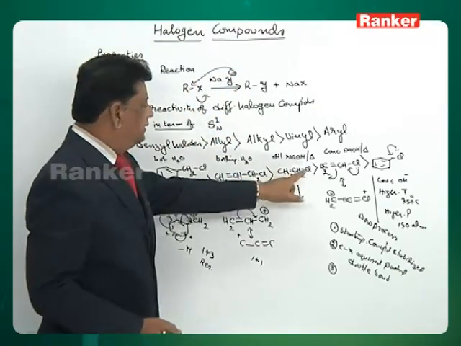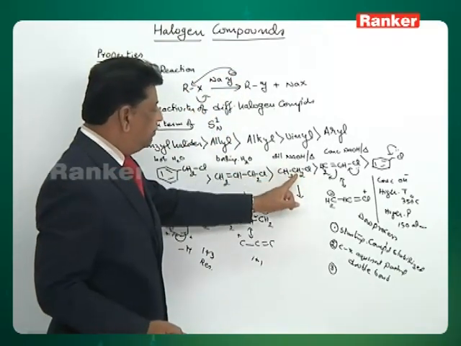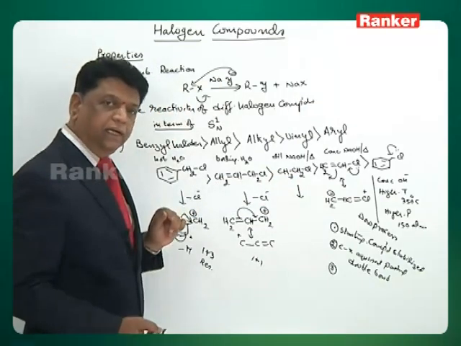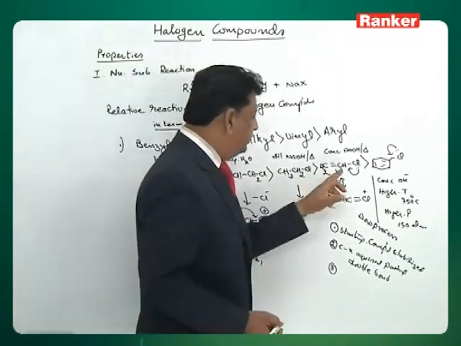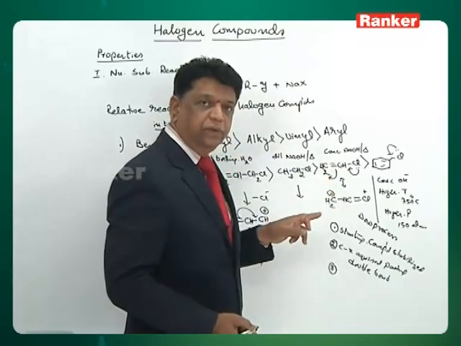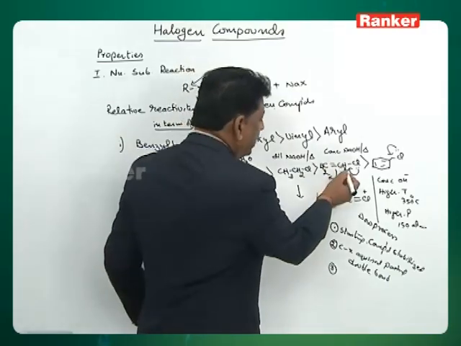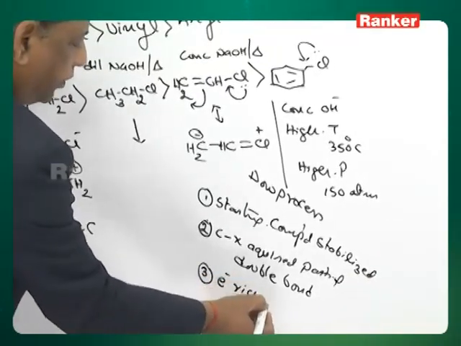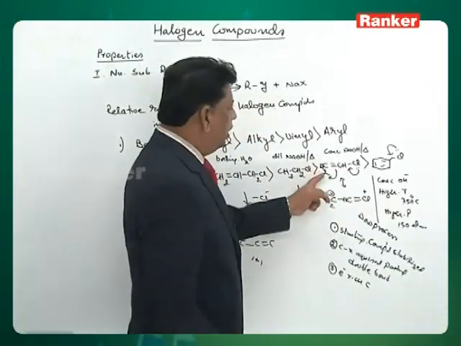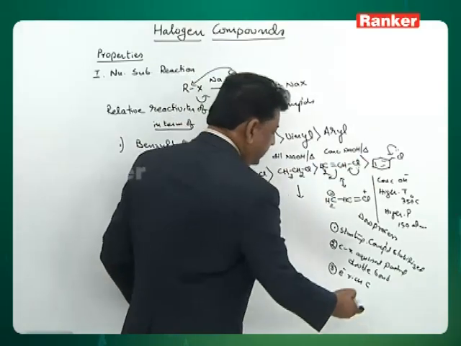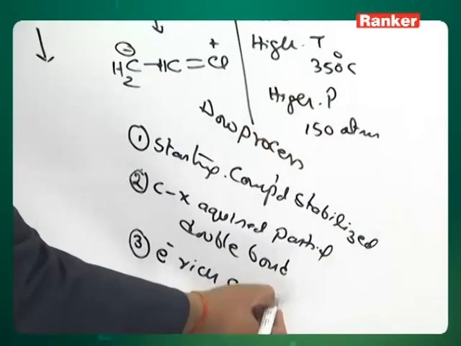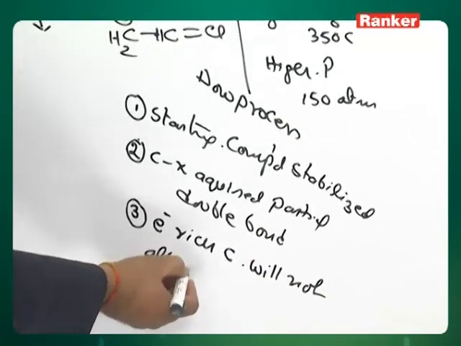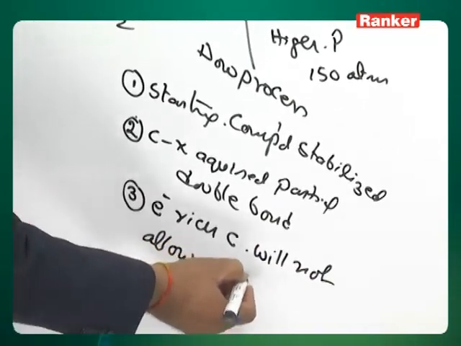In the saturated system, the chlorine pulls, so this carbon acquires a positive nature. So on the positive carbon, attack by OH minus is justified. But here this carbon is unsaturated. Unsaturated means an sp2 carbon, an electron rich carbon. So an electron rich carbon will not allow the OH minus to attack, isn't it? An electron rich carbon will not allow a nucleophile.